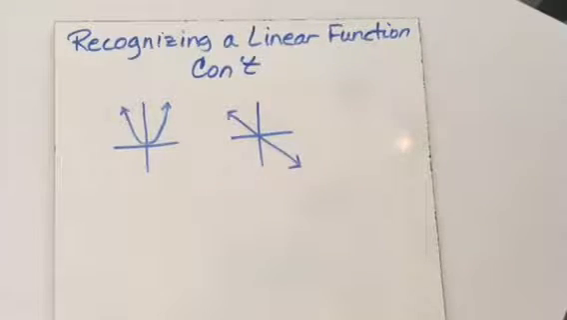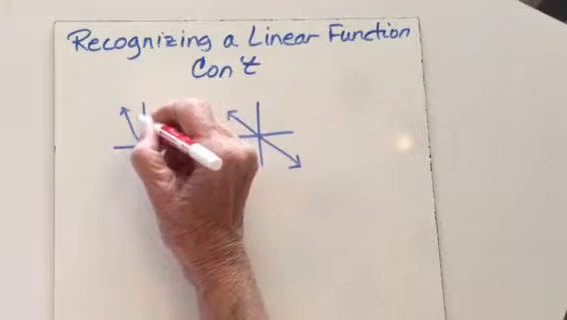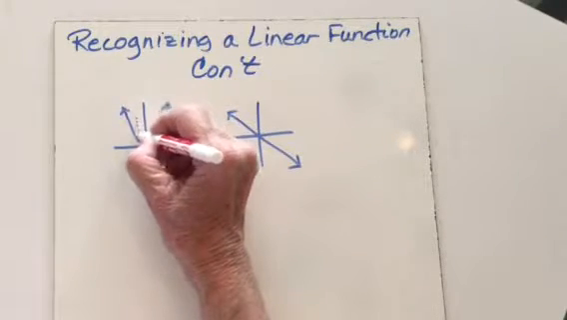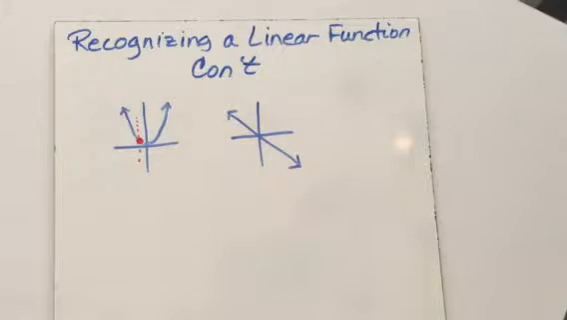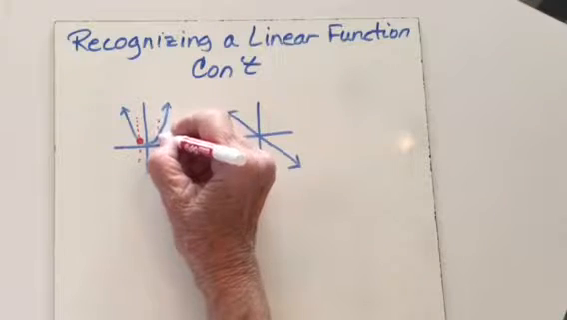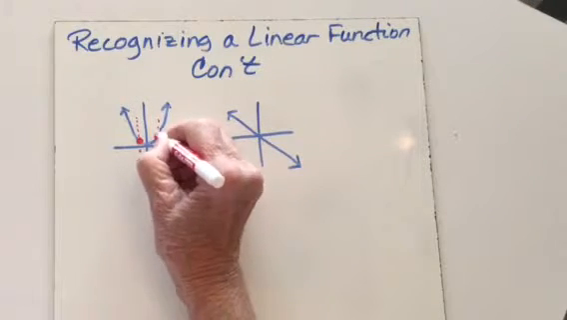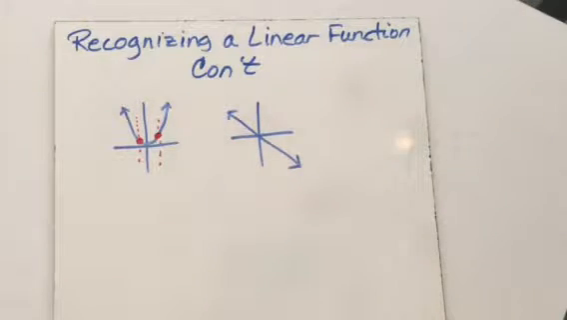In this video, we are still looking at linear functions and recognizing from a graph and a table if they are actually linear functions. Now, I want you to notice this. If I put a straight line down here, I only hit that graph one time. And if I go down here, I only hit that graph one time. So that is a function.